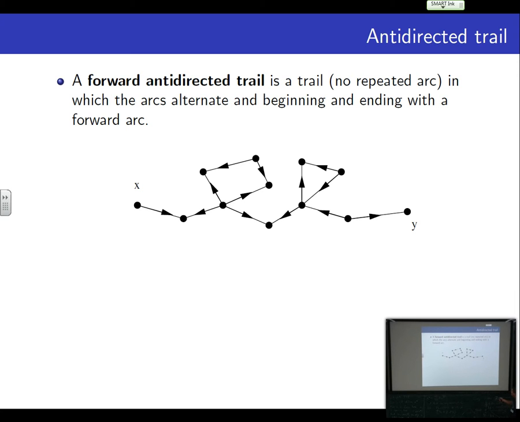We look at what you call a forward anti-directed path trail. So it's allowed to intersect itself like this. But I can call it forward because it starts in X on a forward arc and ends in Y on a forward arc. So I say that this is an anti-directed trail from X to Y. And now we are interested in seeing what we can say about these things. Is it easy to check whether there is such a thing?